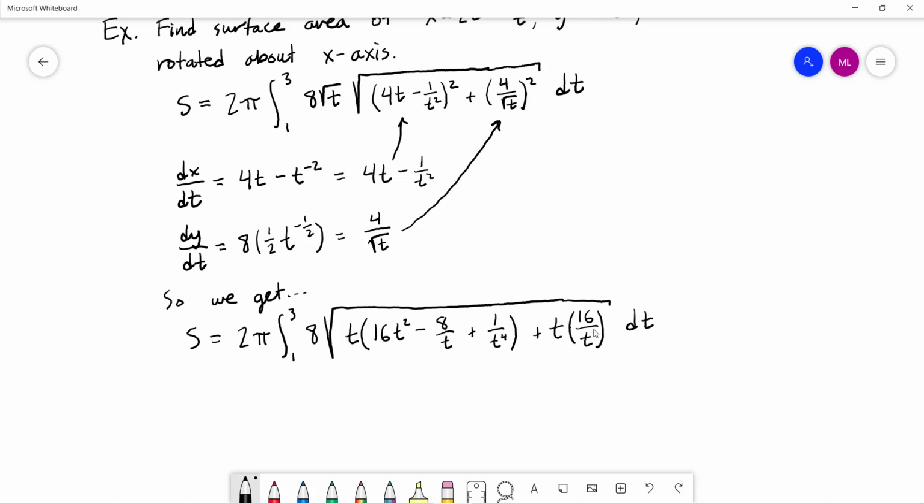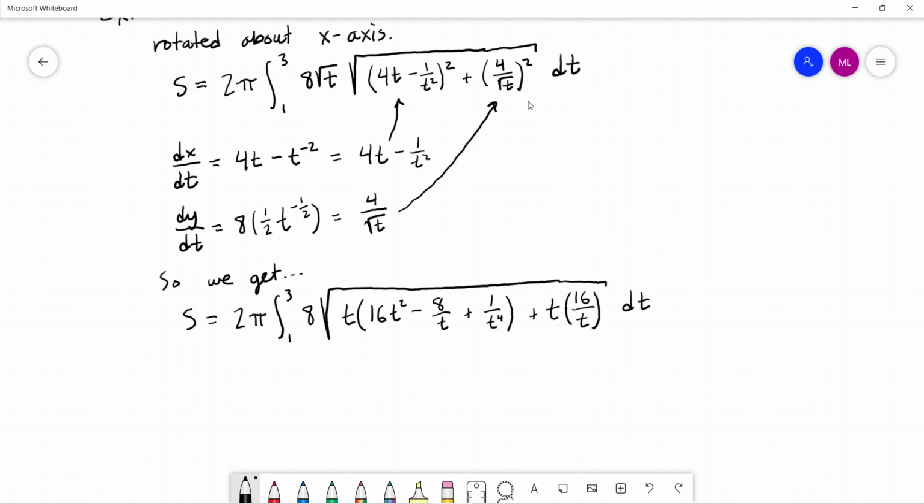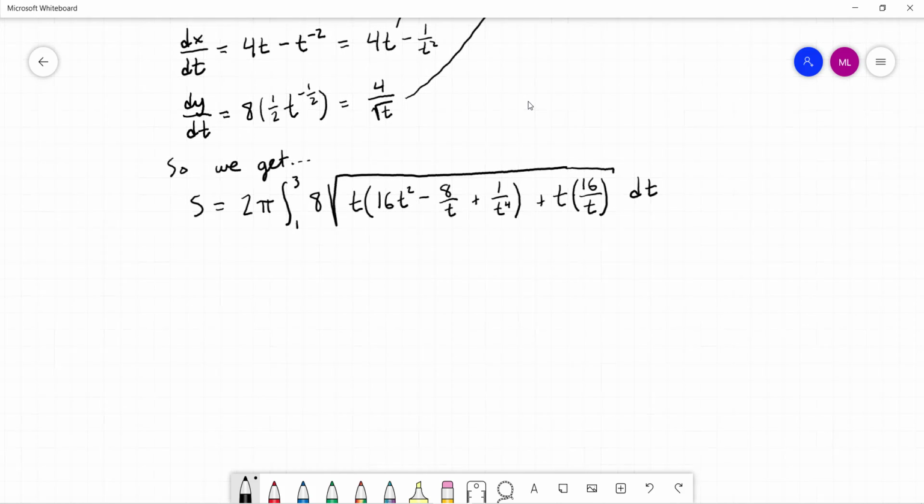Let's toss parentheses around it. So this is just this thing squared. Okay, we'll distribute those t's through and then see if we can simplify by collecting some like terms. We can pull this 8 out in front if we want to as well. So I'll write this as 16 pi times the integral from 1 to 3 of the square root of, distributing that through, I will get 16t cubed. This next one's nice. It's just minus 8 because the t in the numerator cancels with the t in the denominator. And then the last one, I'm going to get 1 over t cubed.